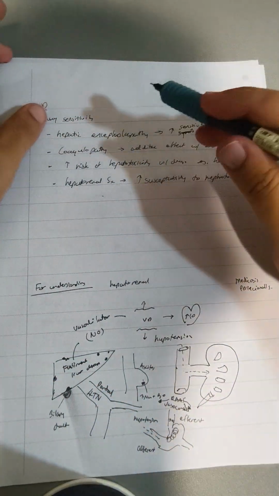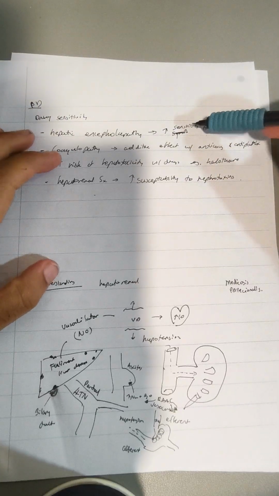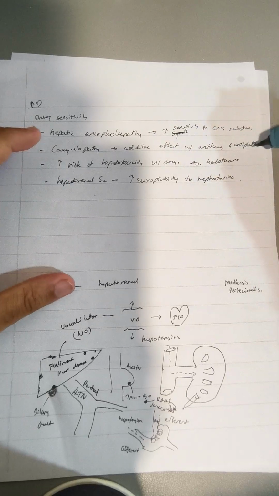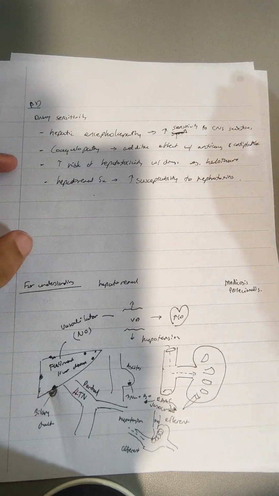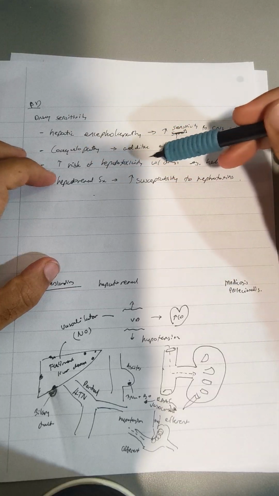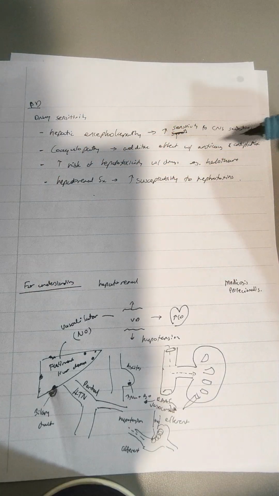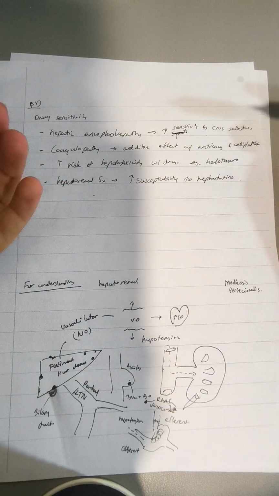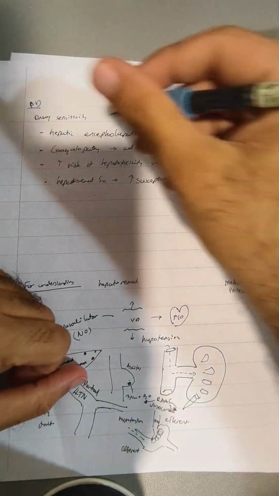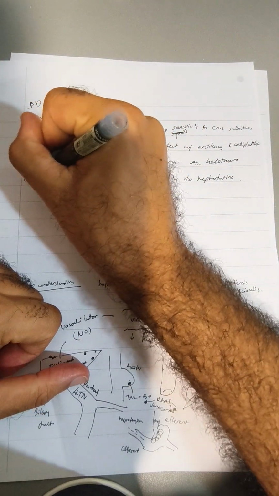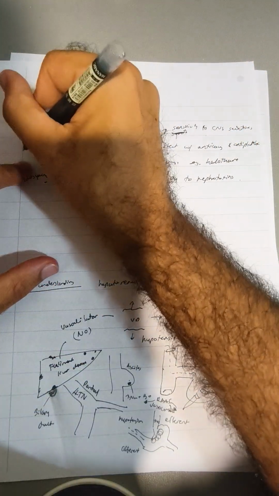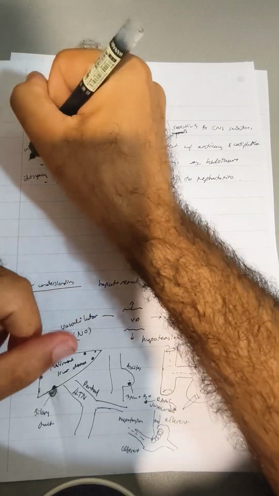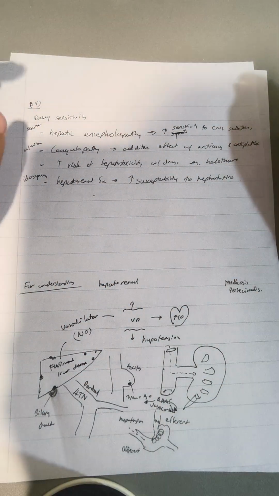So we have here drug sensitivity: hepatic encephalopathy, so increased sensitivity, so that works. Coagulopathy, additive effect with anticoagulants and antiplatelets, so I guess it's interaction of drugs. Increased risk of hepatotoxicity with drugs, so that's again the interaction of drugs. Hepatorenal syndrome, increased susceptibility to nephrotoxins, so I guess it's idiosyncrasies. So idiosyncrasies, drug interaction, sensitivity, and then receptors, not really, but yeah.